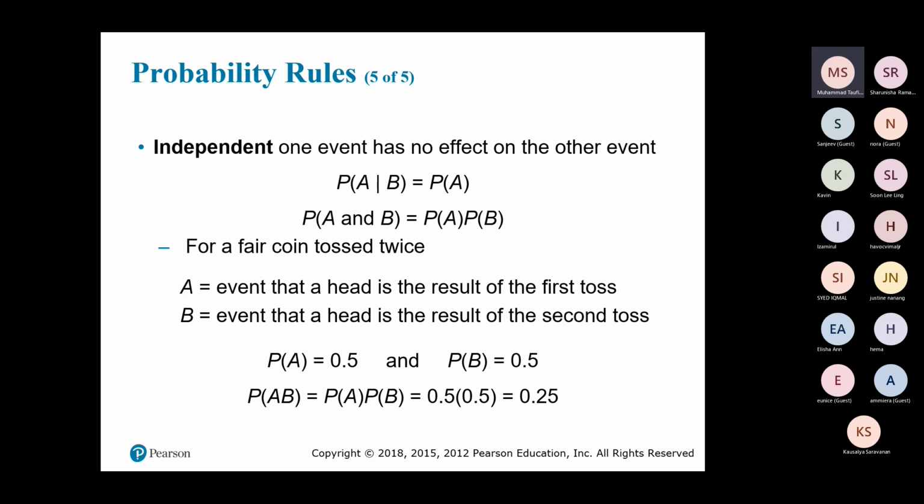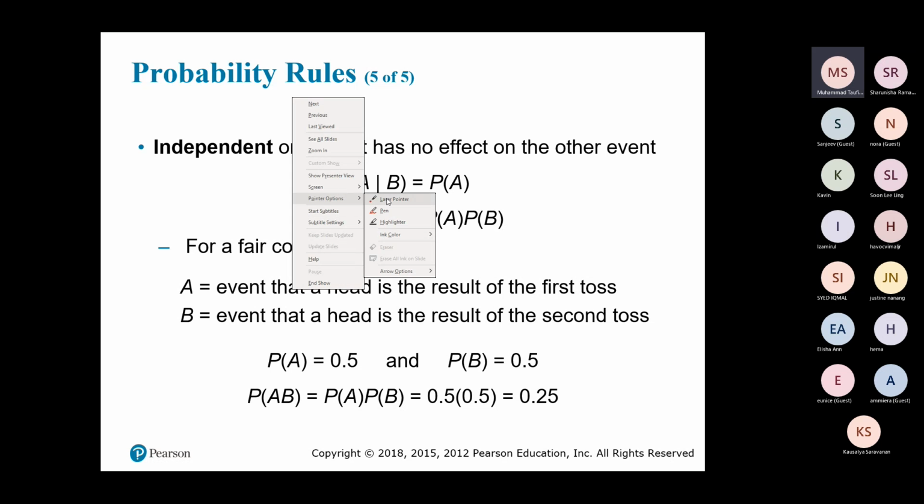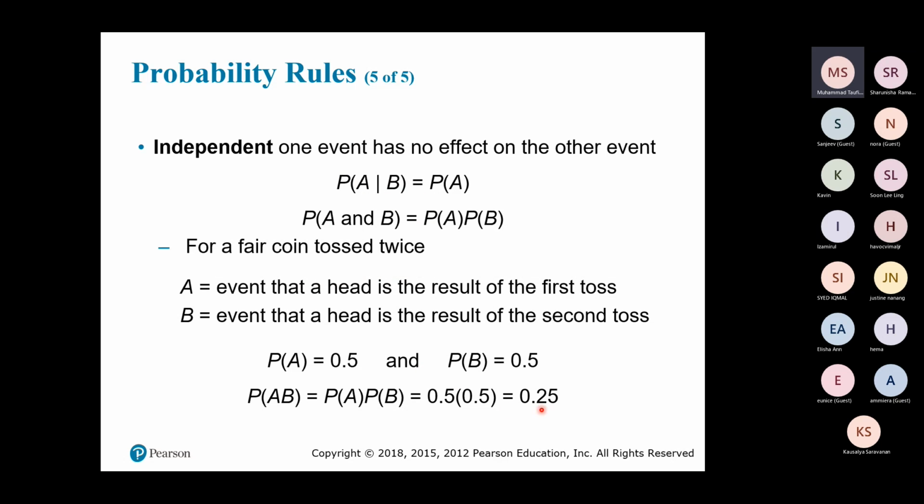To calculate getting heads on two coin tosses, you just multiply the probability of event A happening and the probability of event B happening, which is 0.5 and 0.5. So to get two heads out of two coin tosses, you multiply 0.5 and 0.5. One half multiplied by one half gives you 1/4, or 0.25.